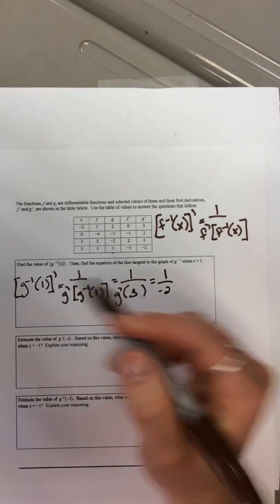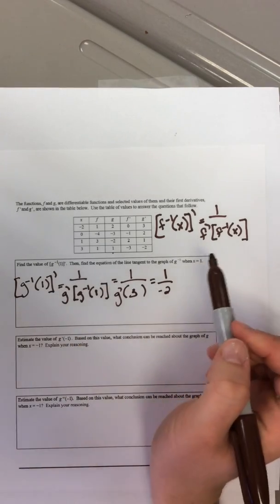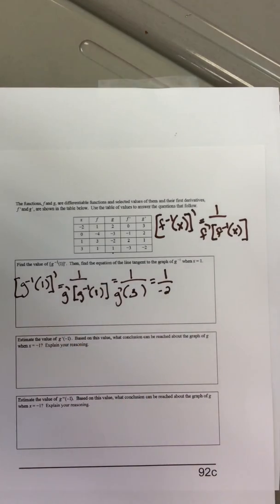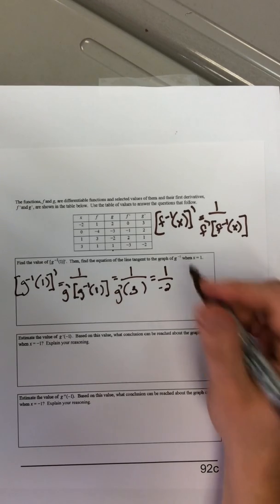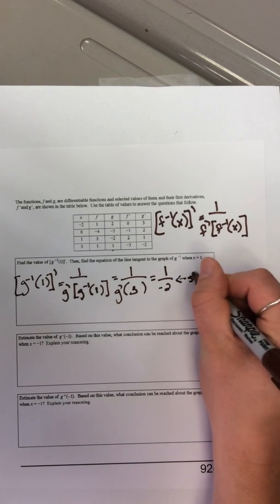And so think about this for a second. I found this value, so that's good. I've got negative 1/2. But then it says you need to find the equation. And whenever you're finding the equation, you need two things. You need a slope and you need a point. This is my slope.